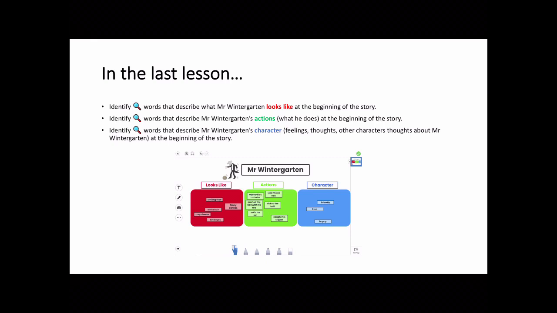In the last lesson, we identified words that describe what Mr. Wintergarten looks like, his actions, and a little bit about his character at the beginning of the story. In your activity, you moved the words into the correct boxes. This is going to give you a bit of a word bank for when it's time to write some sentences.